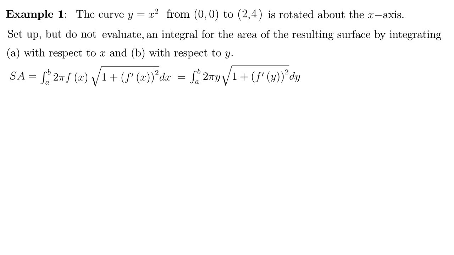Here in example 1, we are taking the curve y equals x squared from the point (0, 0) to the point (2, 4). We are rotating around the x-axis here, and we want to set up the surface area integrals with respect to x and then also with respect to y. And then here are the formulas.